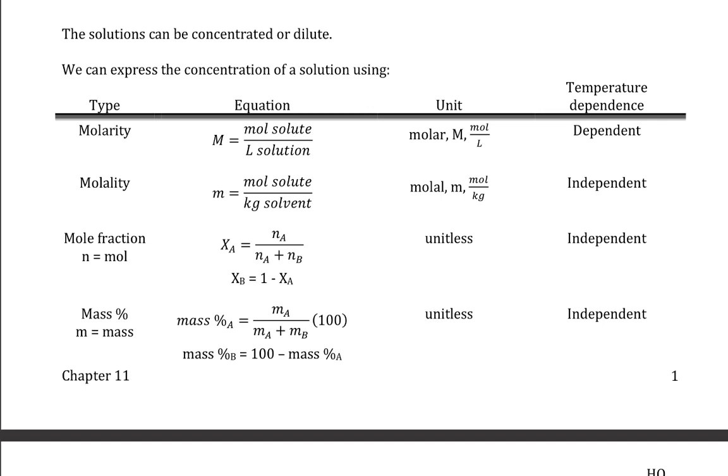The last quantity that we talk about is the mass percent. A lot like the mole fraction, except that it involves masses and we multiply by 100. So the mass percent of that component A would be m_A divided by the total mass, that is m_A divided by m_A plus m_B, and then times 100 for percent. Mass cancels out, so it is unitless. Mass does not depend upon temperature, so it is temperature independent. The mass percent of the B component would be 100 minus the mass percent of A.